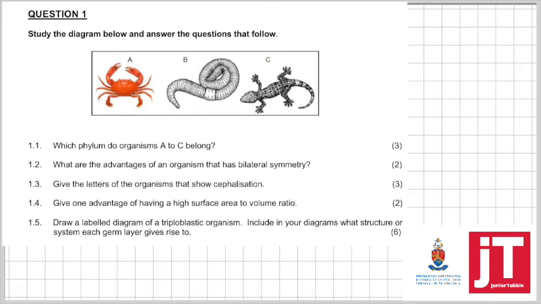Now, A, you can see, very important, is your crab, and this organism belongs to the phylum Arthropoda. B is a segmented worm, that's the earthworm. B belongs to Annelida, and C belongs to the phylum Chordata.